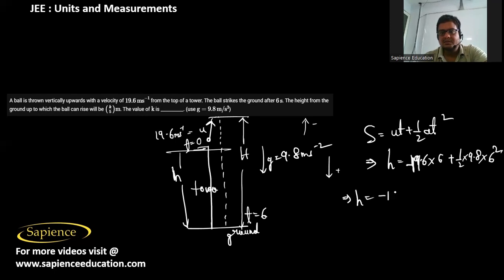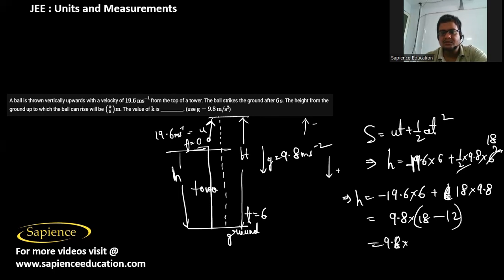Therefore h will be equal to minus 19.6 into 6 plus half into 36, that is 18 into 9.8. So this we can write, I can take 9.8 common into 18 minus 2 into 6, that is 12. So that is 9.8 into 6. So 6 8s are 48, 6 9s are 54, 5, 58.8 meters. So the height of the tower is 58.8 meters.